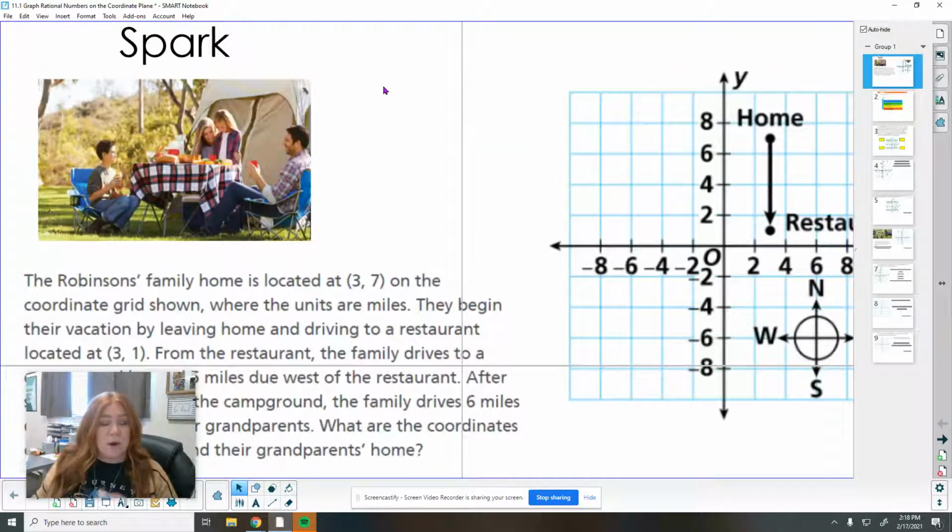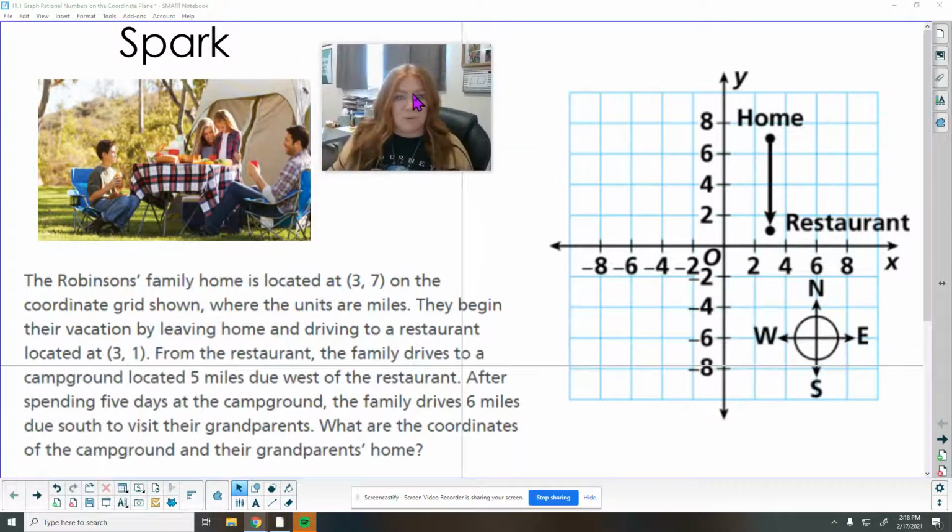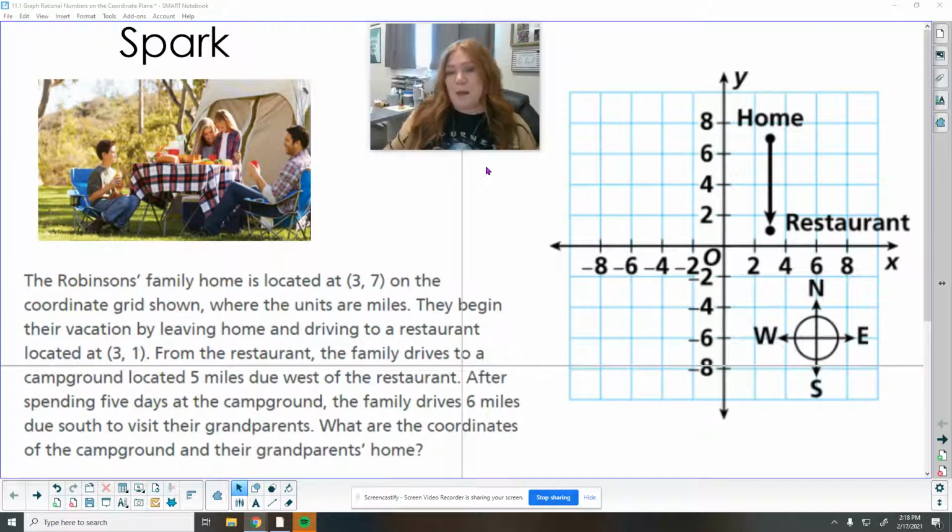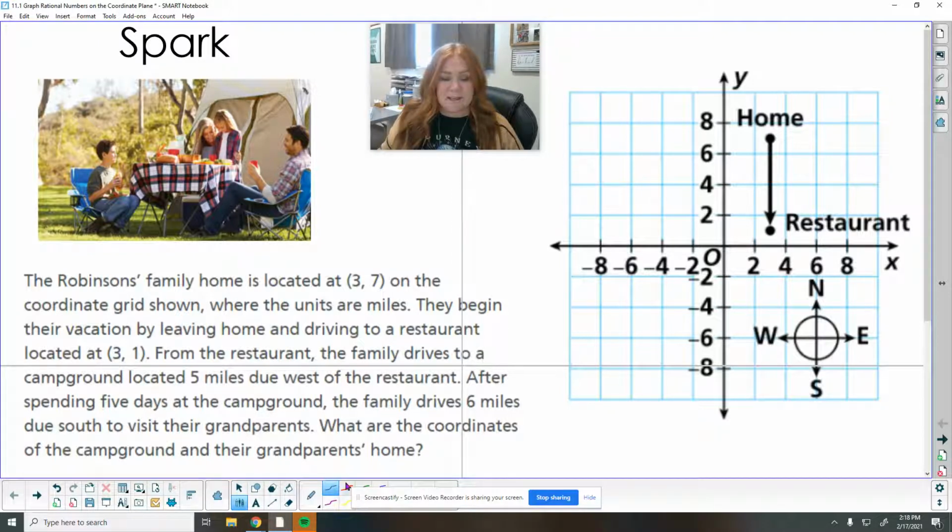So our Spark tells us that the Robinson family's home is located at (3, 7). On this grid, I notice it's counting by 2, 4, 6, 8. So halfway between 2 and 4 is 3. So over 3, up 7 is their home. So that's shown here. And these are in miles.